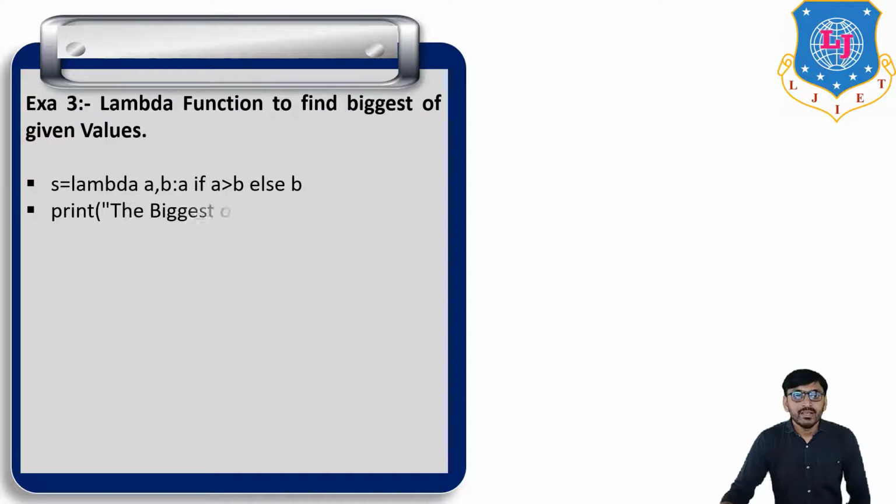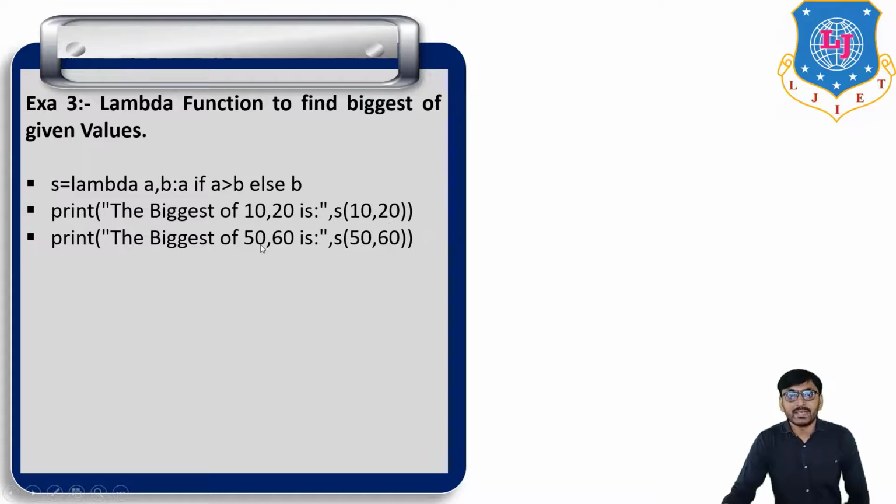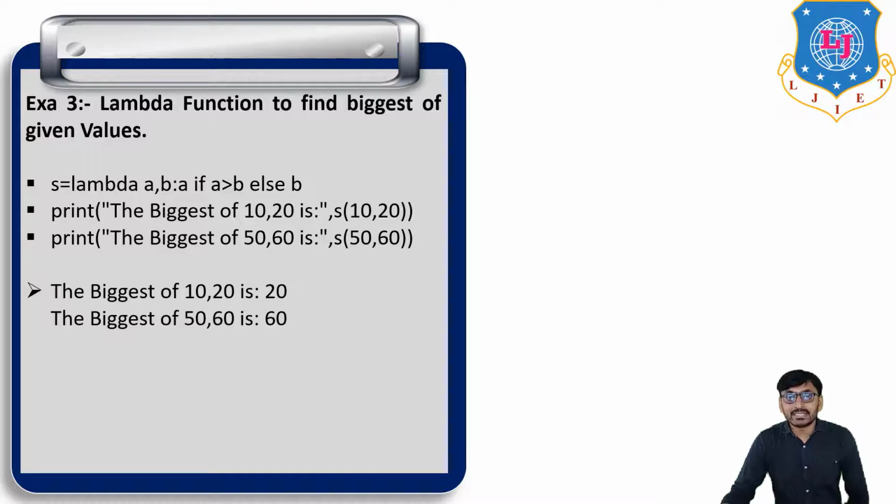Now print the biggest of 10 and 20 is s, and in the parenthesis 10 and 20, because there are two arguments, and print the biggest of 50 and 60 is s in the parenthesis 50 and 60. So if we run this program, the biggest of 10 and 20 is 20 and the biggest of 50 and 60 is 60. So this 10 and 20 are transferred here in this expression, and 50 and 60 are also transferred in this expression.